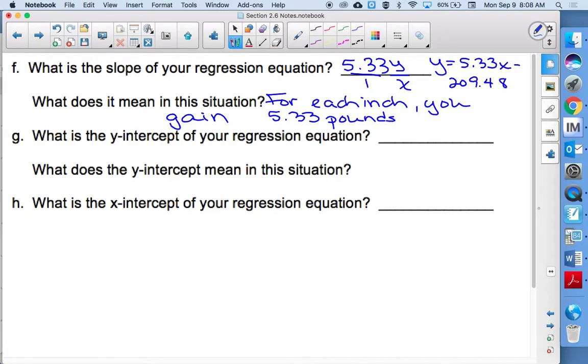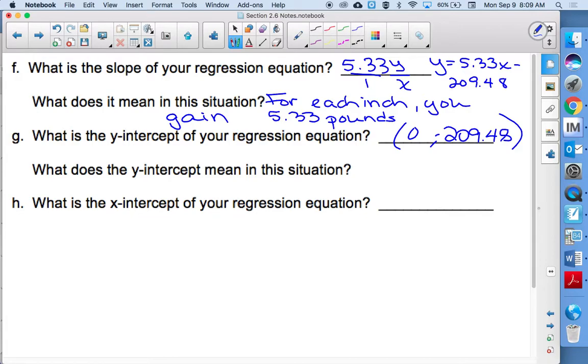What's the y-intercept of the equation? Josh, what's the y-intercept? 209.40. And how do you usually write a y-intercept, Josh? What's the x of the y-intercept? A 0. So we always write our intercepts as ordered pairs. So our x is 0, and it's negative. So now what does that mean? This one's weird. Sometimes it makes sense, sometimes it doesn't. What does a y-intercept mean?